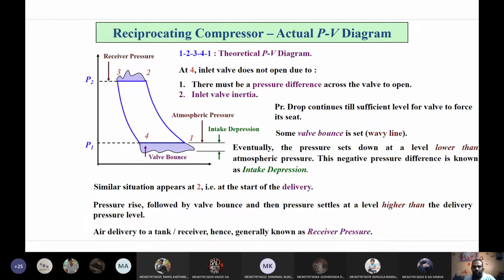Theoretical. Yes, please mute your mic. Just now I told. Tom and Jerry, put it on.